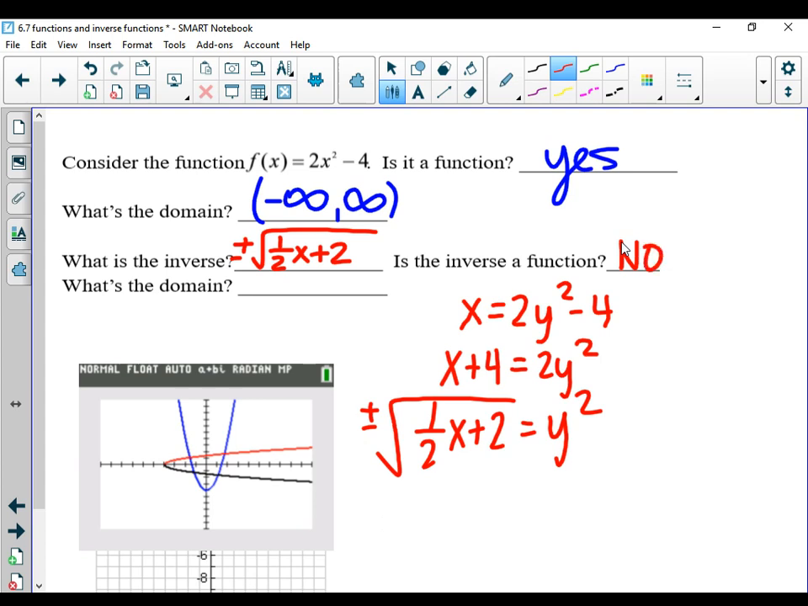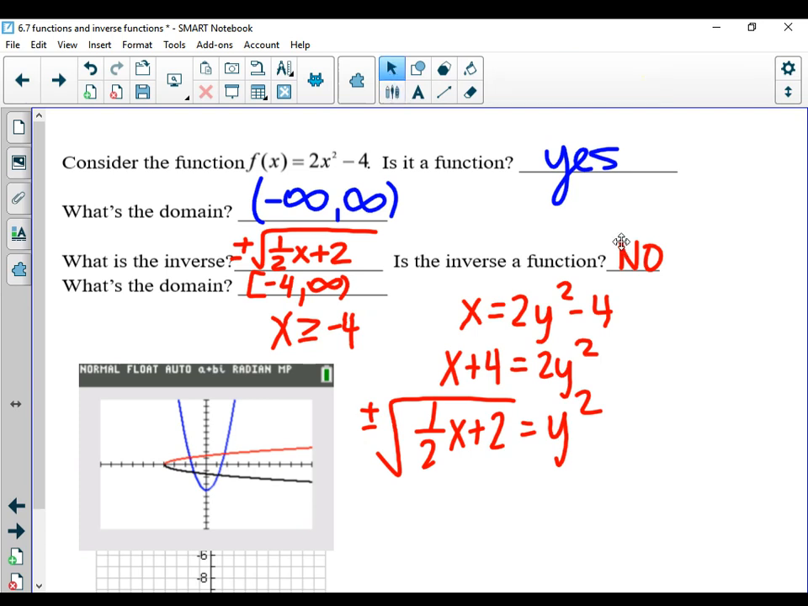What's my domain here? -4 to infinity, absolutely. And we haven't really learned the brackets and parentheses. We were just putting x. x is greater than or equal to -4. That was from a couple of chapters ago.